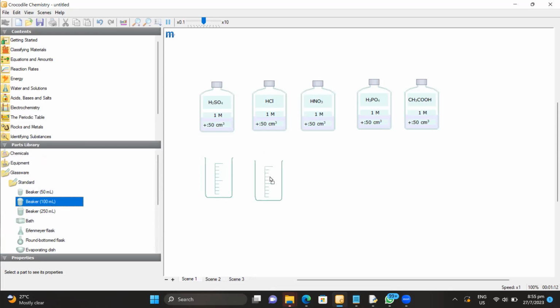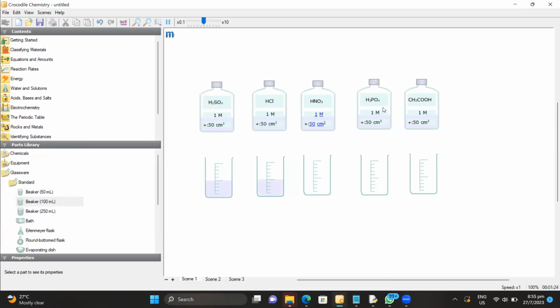Okay, 1, 2, 3, 4, 5. Then indicator papers. Let's put sulfuric to this one, HCl to this one, nitric to this one, phosphoric to this one. After that, I can check this with indicators. And here, these are the universal indicators.